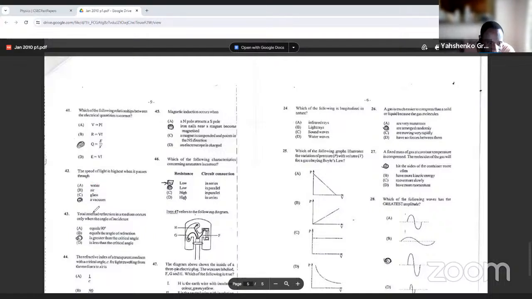43. The total internal reflection in a medium occurs only when the angle of incidence is greater than the critical angle, and that is correct. You're saying, what is this critical angle? Well, if you think about a block, and I'm going to consider inside this block to be glass. I'm going to put glass here. And out here, so to be air.